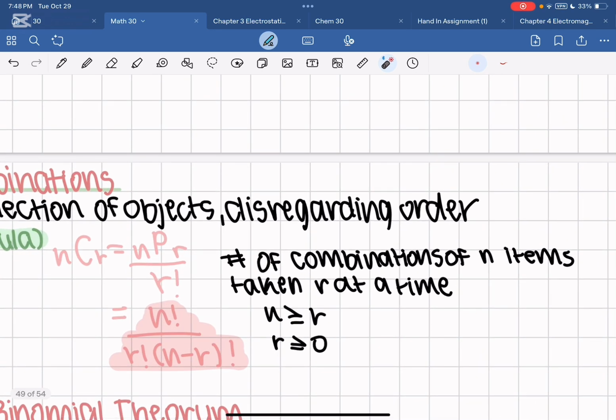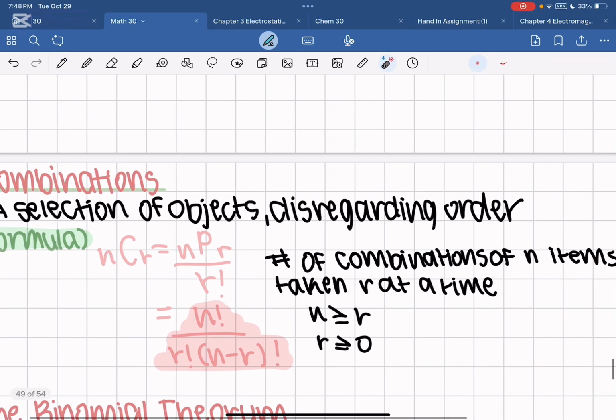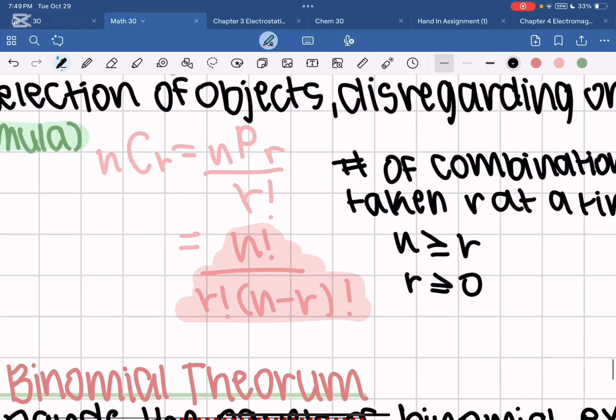So we've got the formula for combinations, where N is the amount of items and R is the ones that you select to focus on. So again, let's say you had 5 items and you choose to worry about 3 of them in terms of combinations. That would be 5C3. This is the formula for combinations.